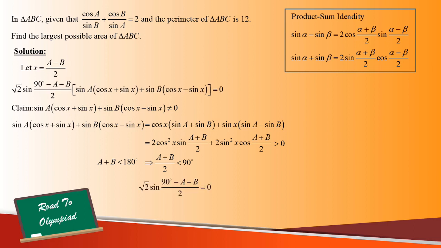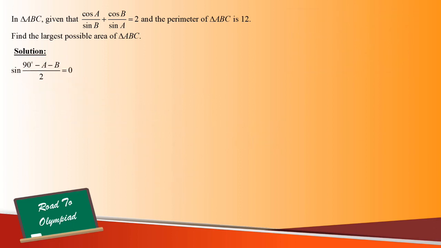Thus, in order to make this equation equal to 0, we can only have square root of 2 sine of (90 degrees minus (A plus B) over 2) equal to 0. This is to say that the sine must be equal to 0. To make sine equal to 0, we need the angle inside it to be equal to 0. In fact, sine 180 degrees and 360 degrees will give us the answer 0 as well. However, in that case, we will get one of A and B being a negative number, which is not what we want.